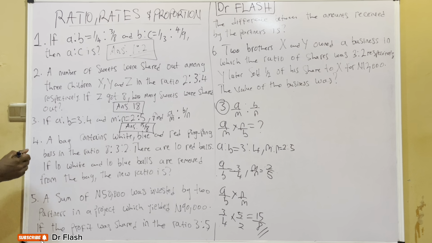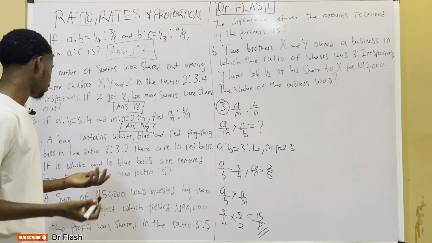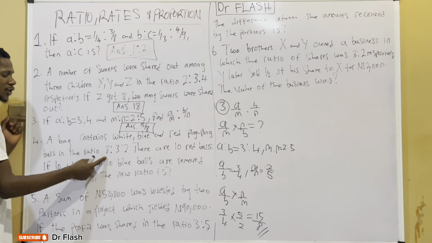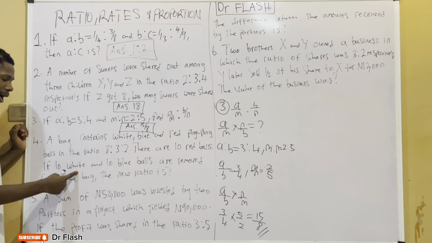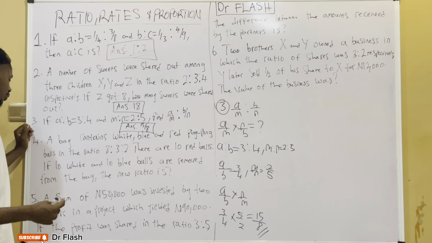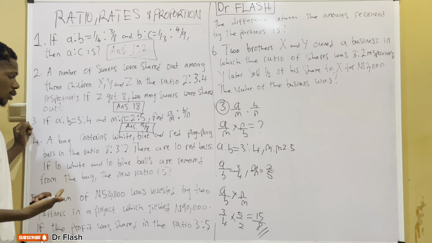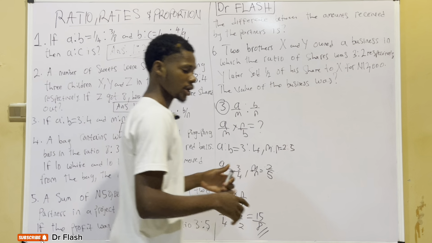Now the next question on the list, which is question 4, says a bag contains white, blue, and red ping pong balls in the ratio of 8 ratio 3 ratio 2. There are 10 red balls. If 10 white and 10 blue balls are removed from the bag, the new ratio is, okay.